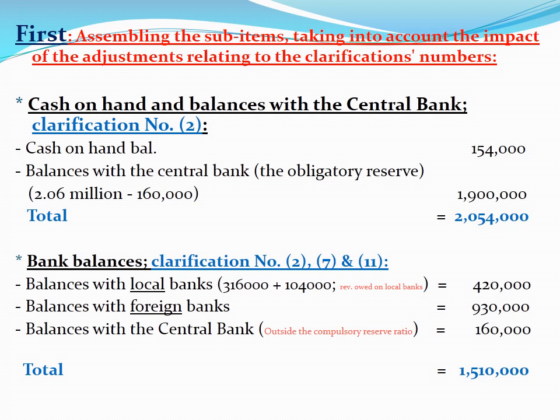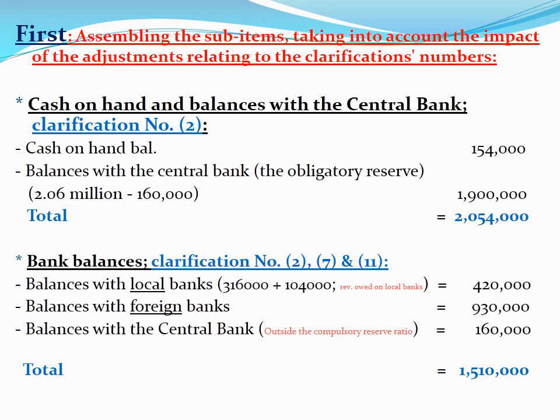Cash on hand and balances with the central bank. Clarification number 2. That is found in the statements, clarification number 2. Cash on hand balance from the trial balance 154,000. Then we have balances with the central bank, that is the obligatory reserve. The total is 2,060,000.